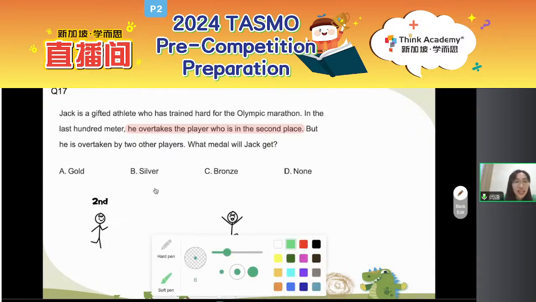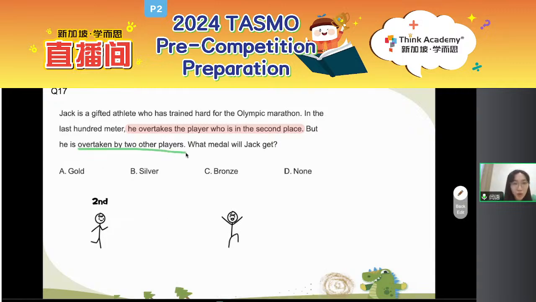And then he is overtaken by two other players. Actually, you can just draw it out. The two other players. Okay, I will show you, 1, 2. Can you see that? So now look, what is the ranking of Jack? Gold, silver, bronze? No. So actually, you see now Jack is the fourth one. So for the fourth one, your answer should be D. Okay, none of them. Not the first one, not the second one, not the third one. So now you see that in the end, Jack is not top 3.